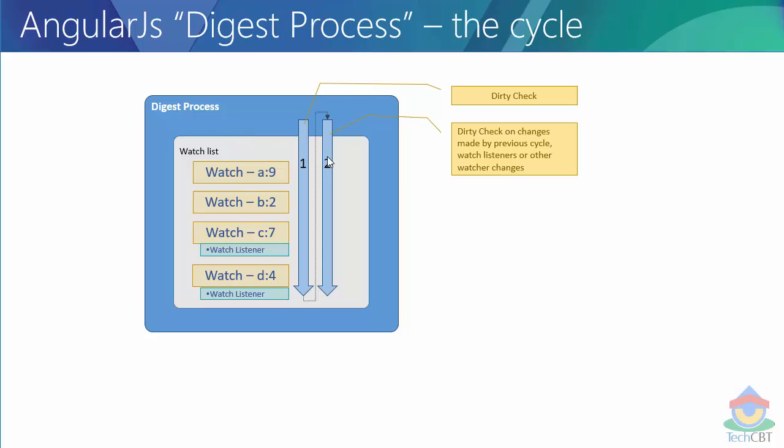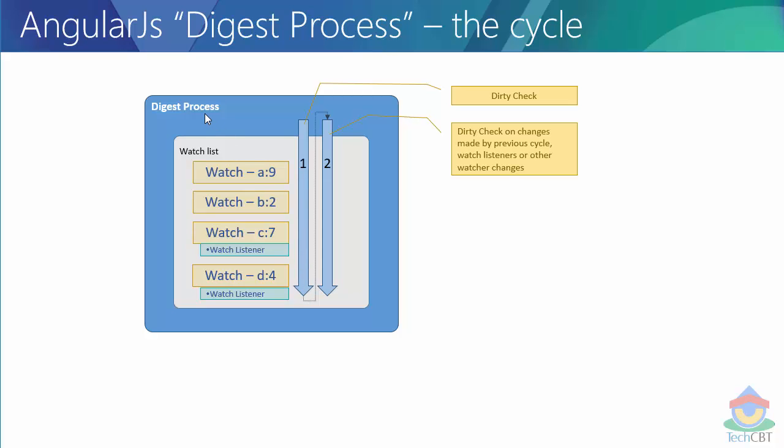So this is pretty important. Why does it have to do that? Because a watch or a particular variable which might be modified by the watch might actually modify some other watch variable. So there is a probability of having multiple other scope variables or scope watches to be modified as part of the first cycle itself.